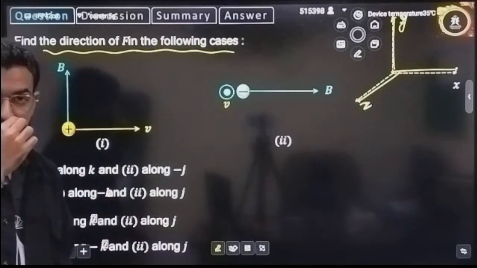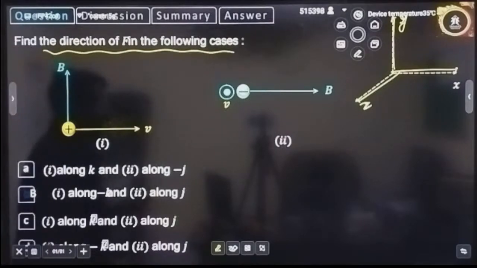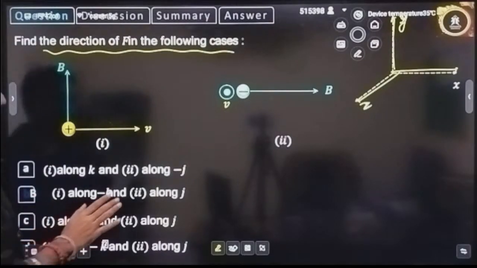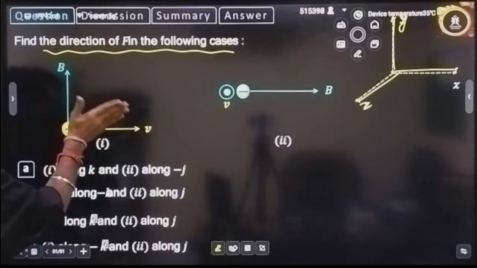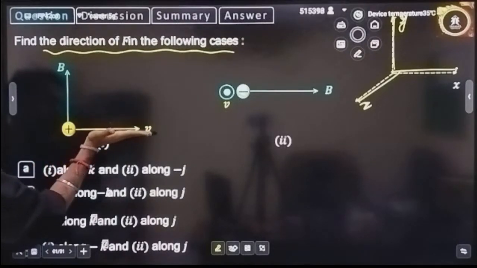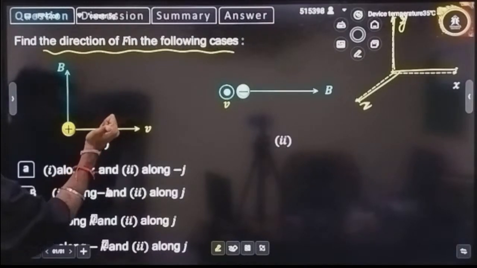Firstly, find a direction. The direction is decided by the magnetic force. Tell me what is the direction you will be saying? V cross B. This is the velocity. Take your hand in the direction of V. Show your palm to B. And B. V cross B. What is the direction that is coming?